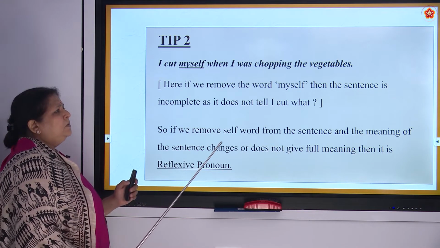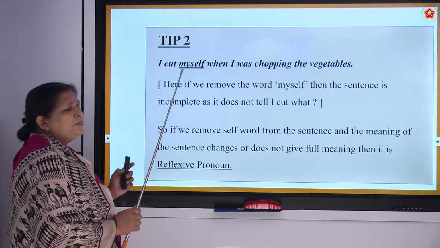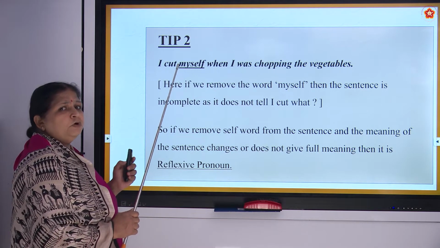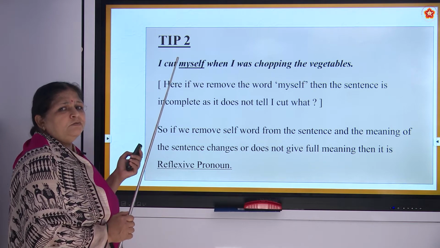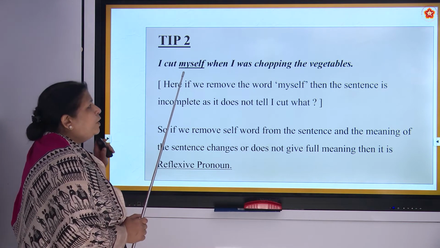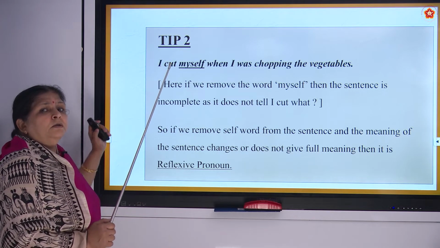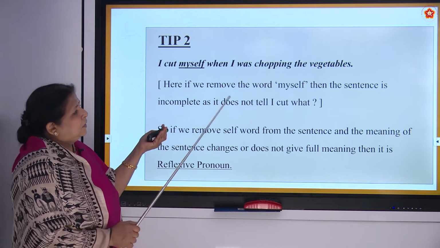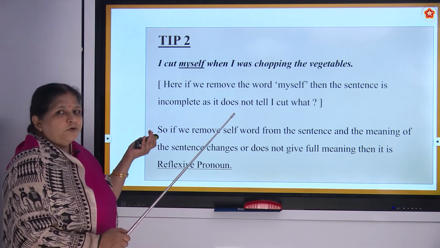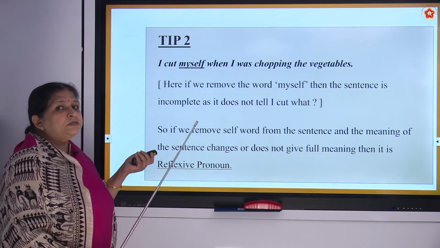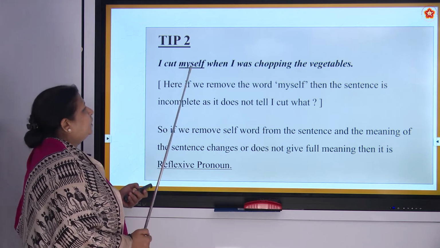So, just remember, when you remove the self word, that is myself, yourself, himself, that is the stressing word, from the sentence, okay, then what is it? Emphatic, okay, otherwise it is reflexive, okay.